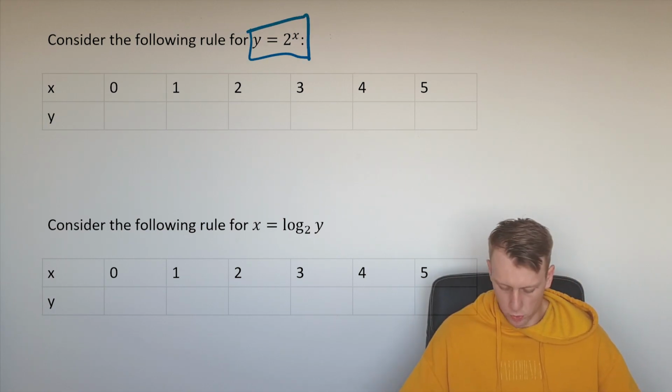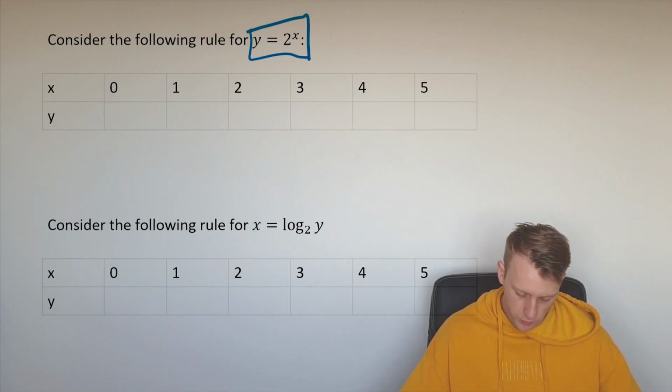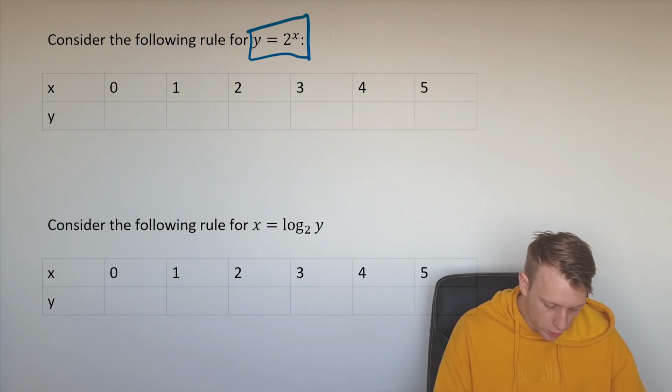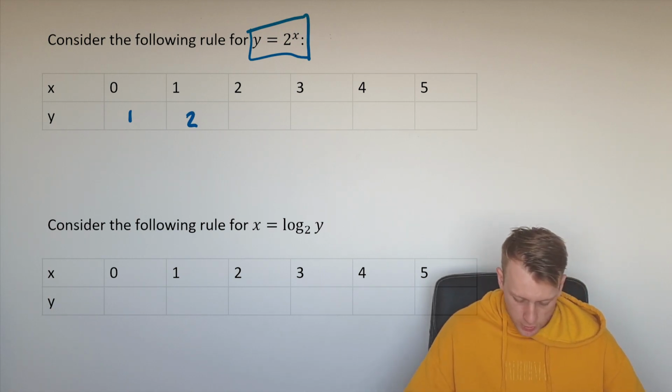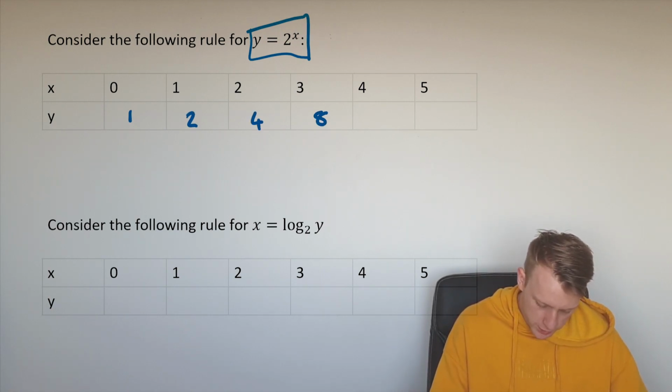It's also useful to consider tables of values to see the relationship between logs. If we took this rule, y equals 2 to the power of x, we can fill this in. 2 to the power of 0 is 1, 2 to the power of 1 is 2, 2 to the power of 2 is 4, and we could fill this in here. We saw that above.